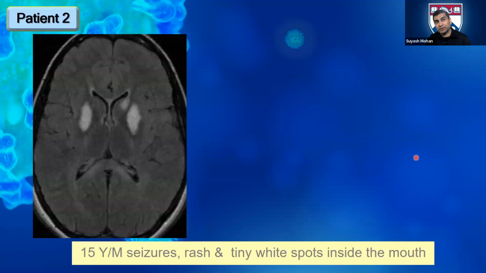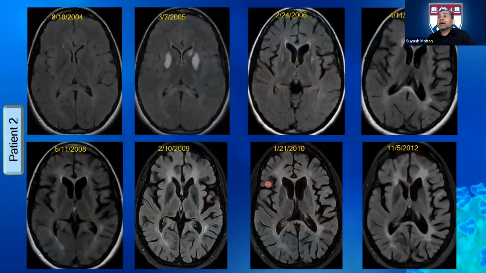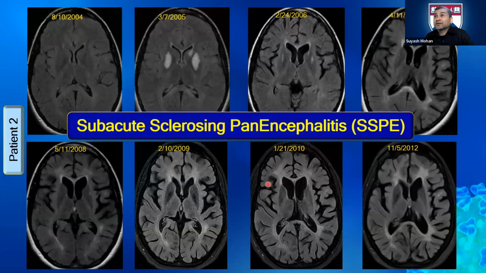This is patient number 2, right? And notice there is this increased signal in the left caudate, bilateral lentiform nuclei, right? And the clue here was that this 15-year-old presented with these tiny spots that look like this, right? I always say that we have to use all the information that we have. In this case, this was the clue, right? And these were classic what? Koplik spots of measles, right? And this patient has measles encephalitis, right? And this is what measles does to your brain, and this is known as subacute sclerosing panencephalitis.